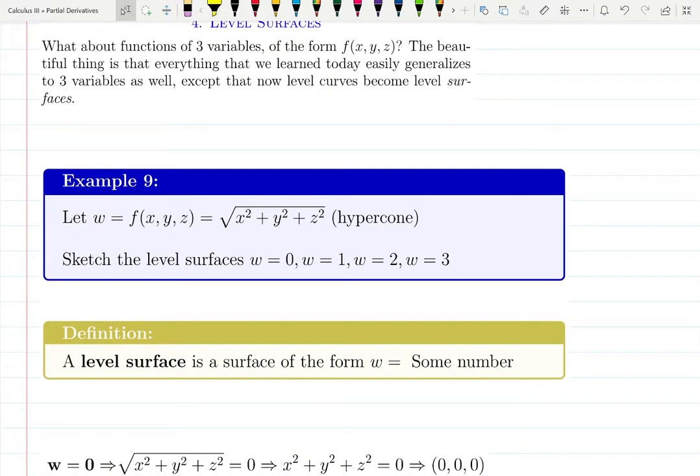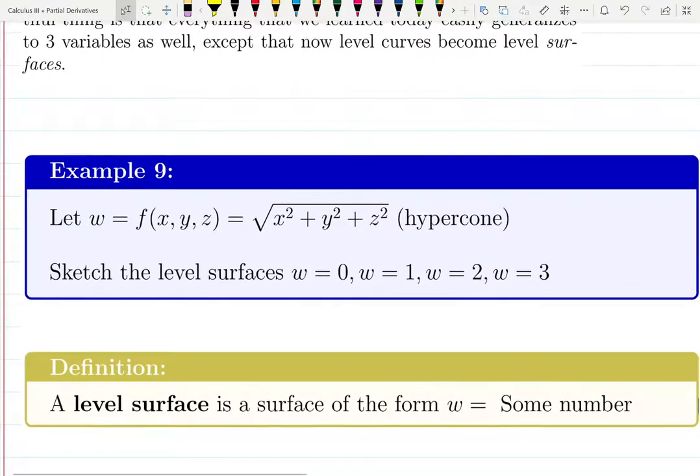Okay, level curves. And this is what I wanted to show you, 5 dimensions, because this is pretty cool. Hypercones, look at that. W, or omega, let's go with omega, equals f of x, y, z, and it's the square root of x squared plus y squared plus z squared. This is called a hypercone. Yes, of course you'll see pictures. How cool is that?